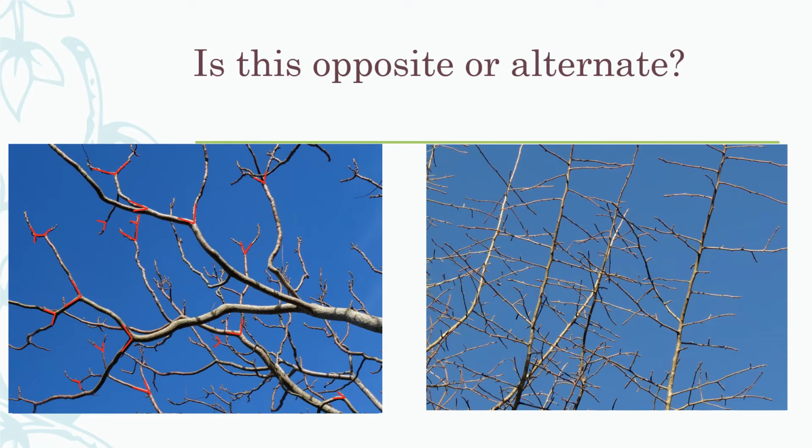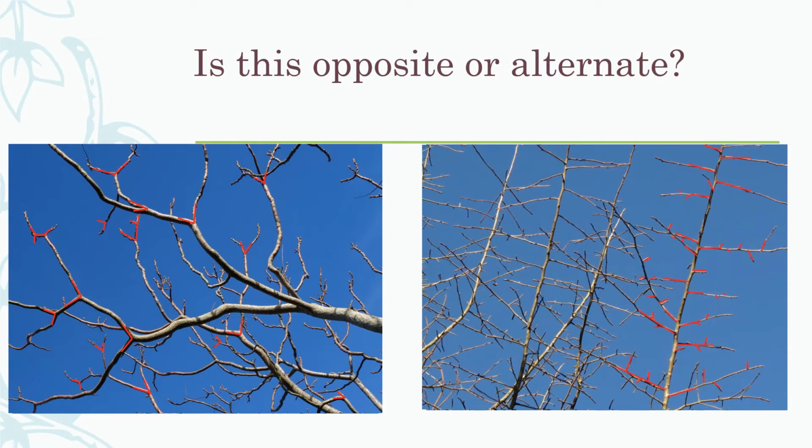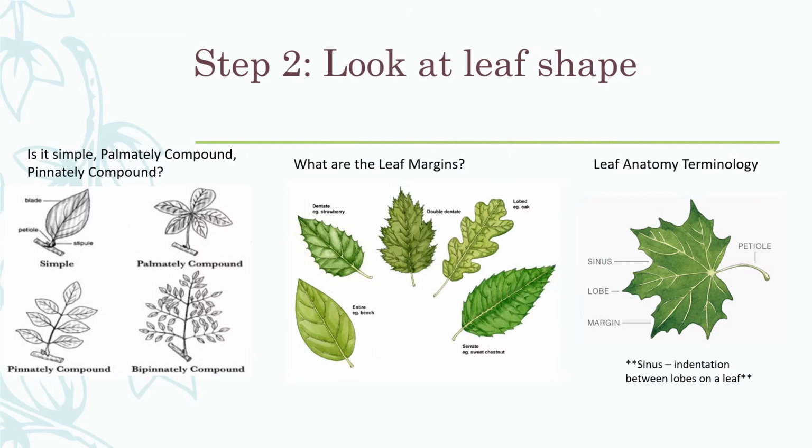All right, hopefully you were able to determine that this is an alternate branching pattern. I've gone ahead and drawn some red lines to depict that these little twigs, for the most part, are branching off alternately in a staggered way from each other. So they're not branching off opposite of each other, but they go up the twig, branch off to the right, go up the twig, branch off to the left, go up the twig, branch off to the right. Pretty simple. So step two of determining what your tree is: looking at the leaf.